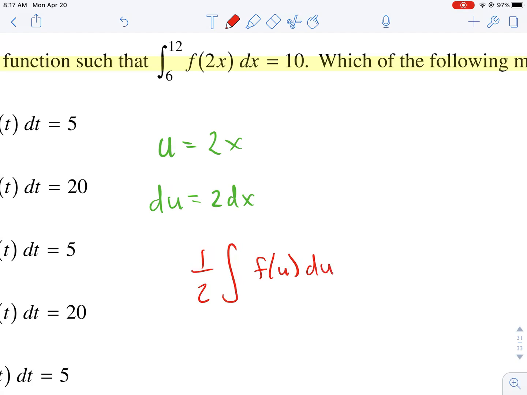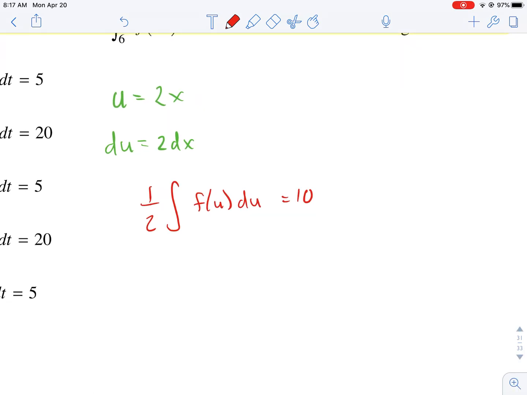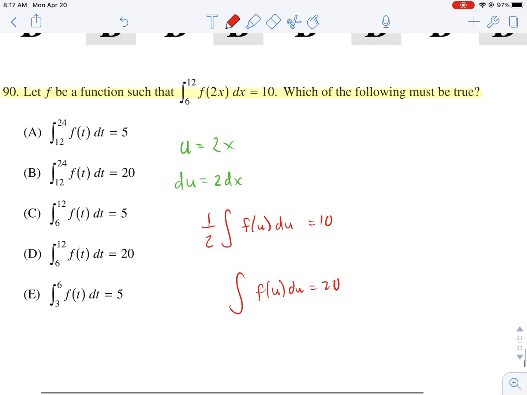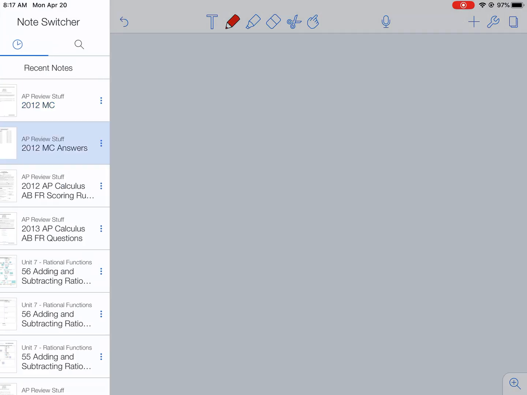And we know that that integral, which is equal to the original integral, is equal to 10. So we can multiply both sides of the equation by the 1/2 and get 20. But since we changed our variable, we change our bounds. It was 6 and 12, so when x was 6, using this equation, u equals 12. And when x was 12, u would be 24. So you end up with that integral right there, which is answer B.